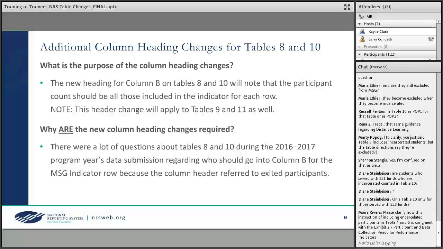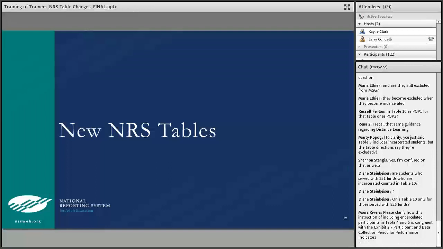All right, I'm going to move on so we don't run out of time, because we still have to cover the new tables.